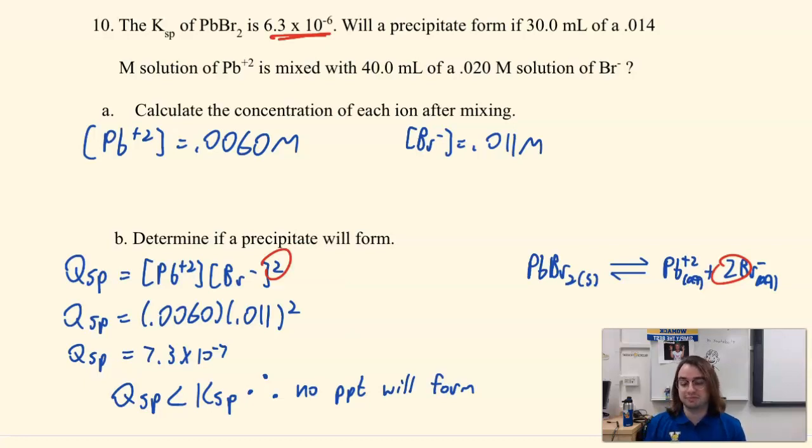And that's it. So it's really just the same process. It's almost even easier because these usually don't require ice tables. But even if they did, it wouldn't be that tough. We would just be able to put the ice table in before we calculate the Qsp.